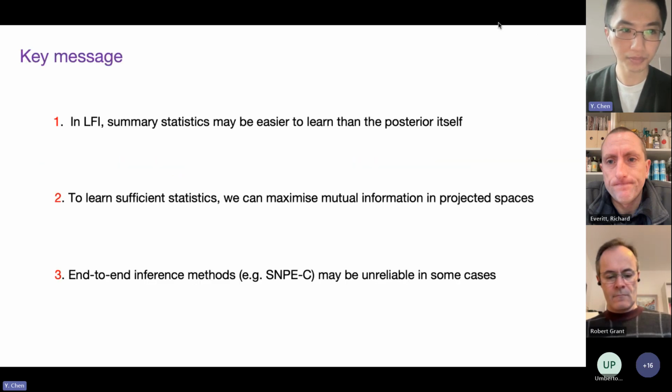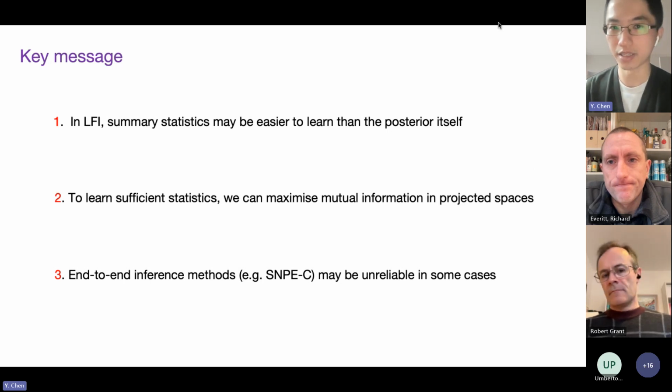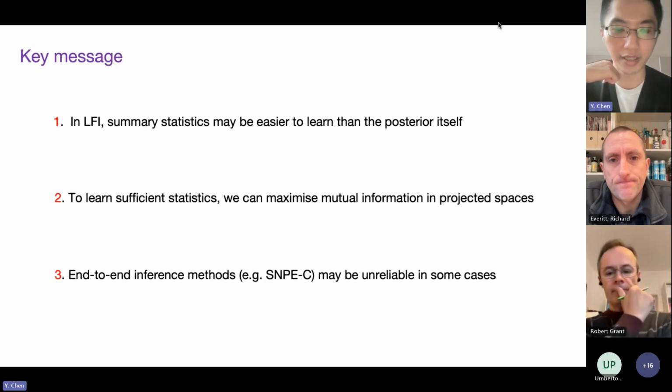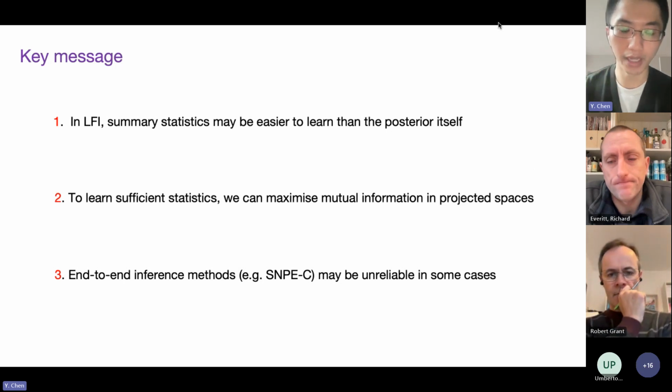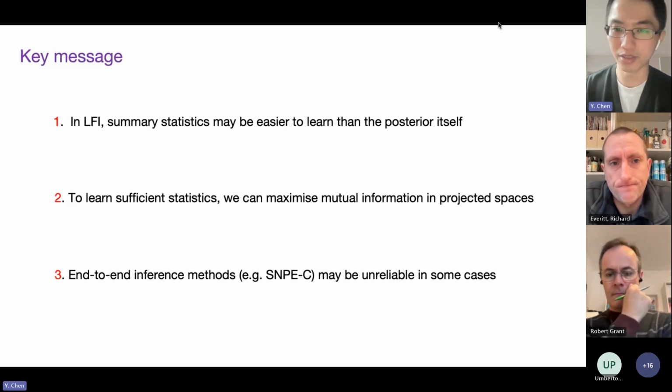So let's begin. The main message of this work is as follows. First, we show that in likelihood-free inference, summary statistics themselves may be easier to learn than the posterior. The second is that to learn sufficient statistics, we can maximize mutual information in some projective spaces. And we say that this task is easier than doing inference itself.